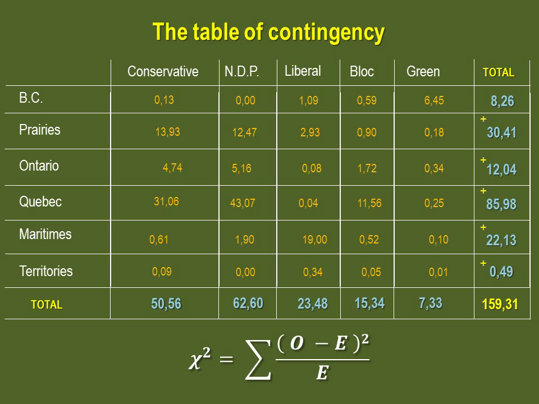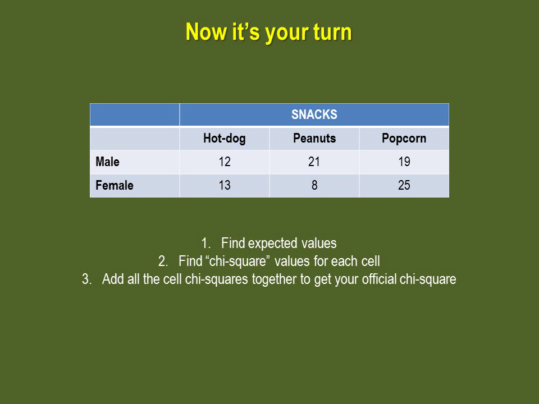In the next video, we will see how to determine if that chi-square value is actually high enough to consider that the differences between expected and observed values is significant. But before that, it's your turn to calculate a chi-square. So pause the video and calculate the chi-square according to these 3 steps for this table of observed values for snacks according to the gender of the snacker. The chi-square value for this table is 6.34.